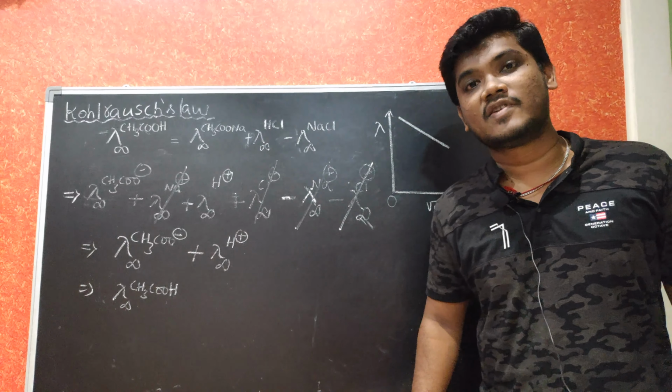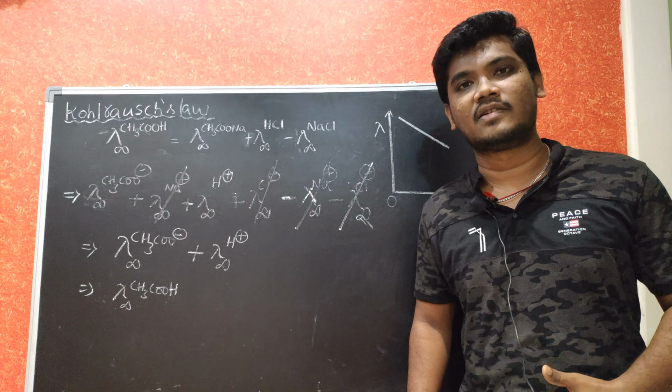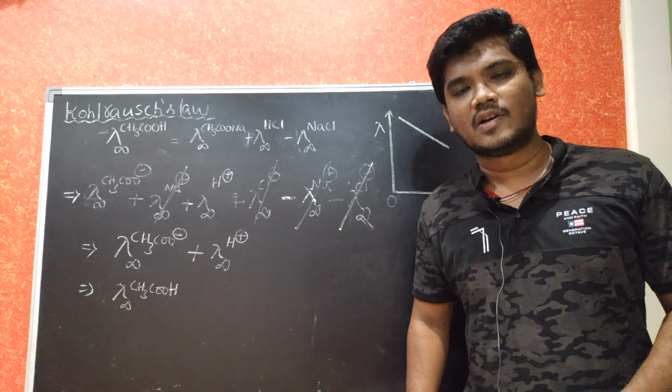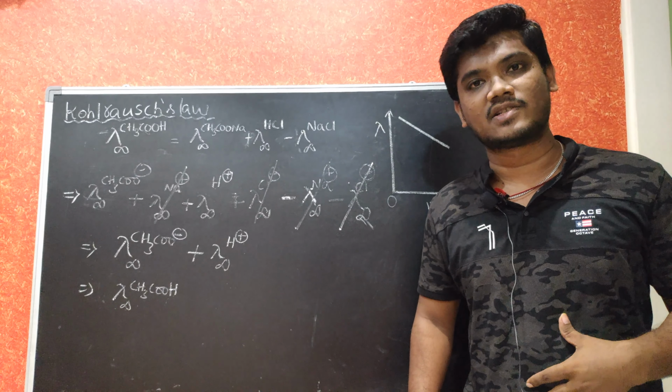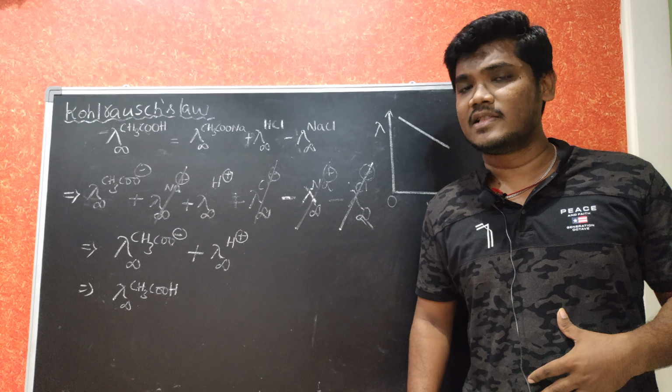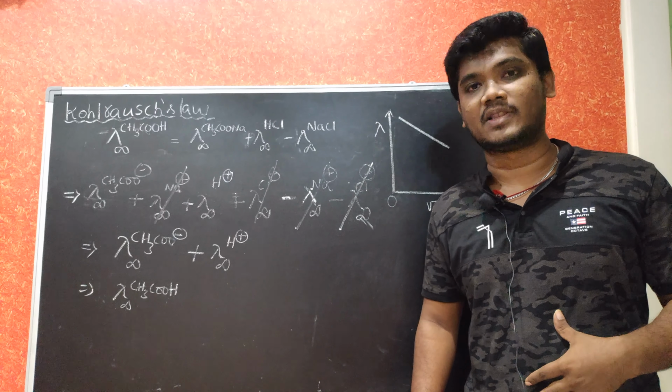In the last class I discussed the determination of equivalent conductivity of strong electrolyte through an experimental procedure, but that method was unable to determine the equivalent conductivity of weak electrolytes. Of course, there is another method to determine the equivalent conductivity of strong electrolyte, that is the graphical method.